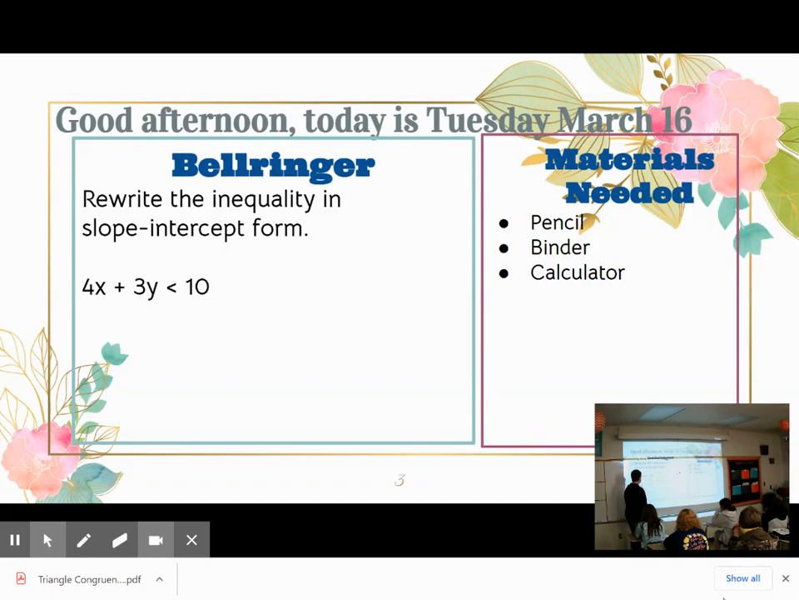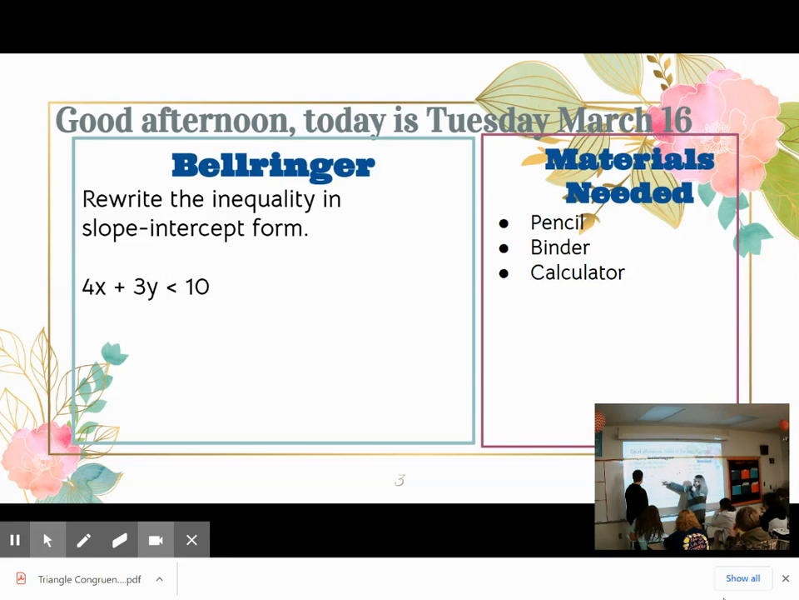I agree. Okay, why didn't you change your sign? Why did you not change your inequality sign? You didn't divide by a negative. Okay, perfect. Yeah, so we didn't divide by a negative. The only time you change it is if you multiply or divide by a negative, and since you didn't, you do not change it. Very good.